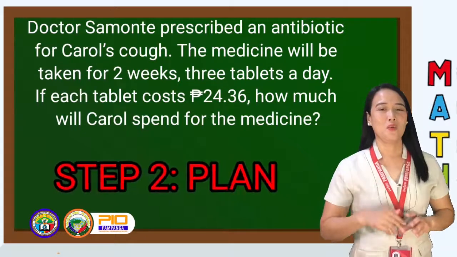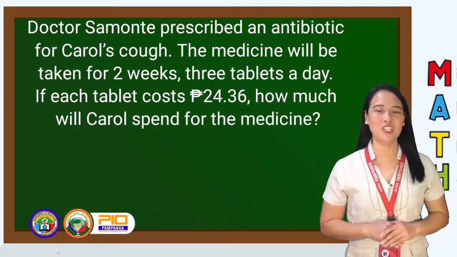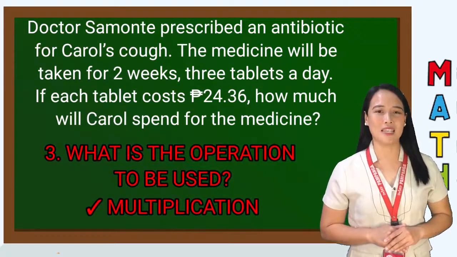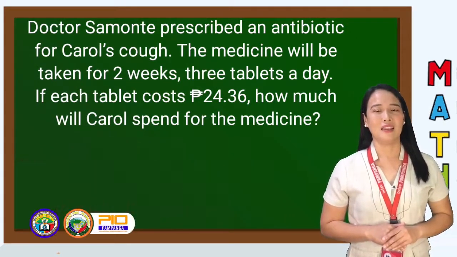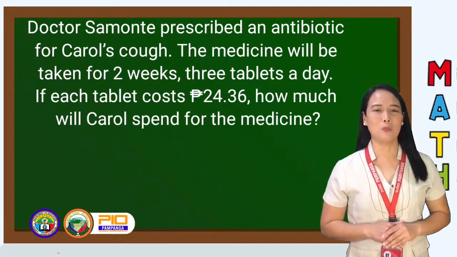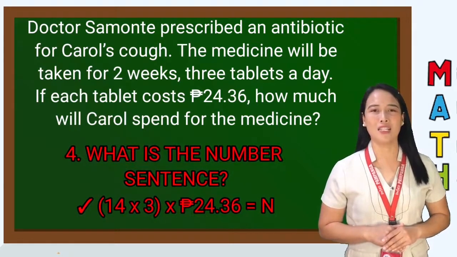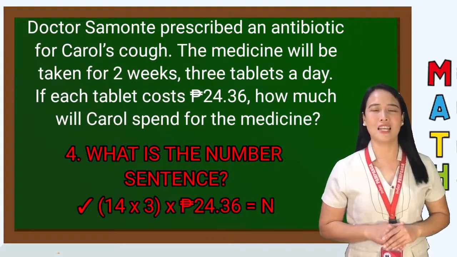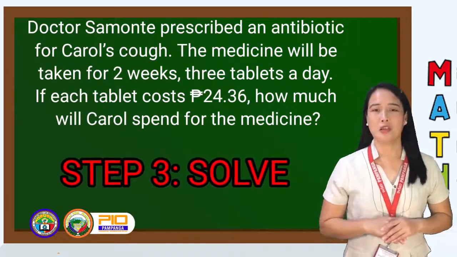For step 2, we need to plan. What do you think will be the operation needed to solve the problem? Yes, we will be using the process or operation of multiplication. And next, our number sentence. So in this problem, our number sentence would be the product of 14 and 3 multiplied by 24 pesos and 36 centavos equals n.